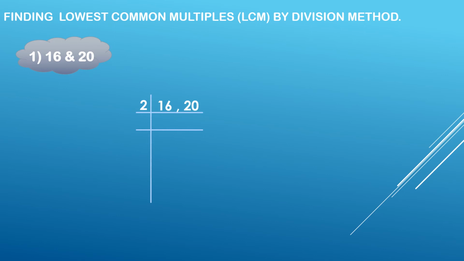If we divide 16 by 2, we get 8. And if we divide 20 by 2, we get 10. So write 8 and 10 below the 16 and 20. Remember, you have to write commas between 16 and 20. Otherwise, the digit is 1620. So the comma is compulsory to write between the two digits.